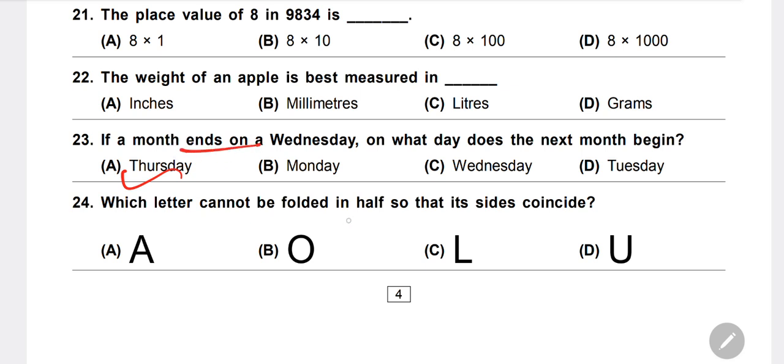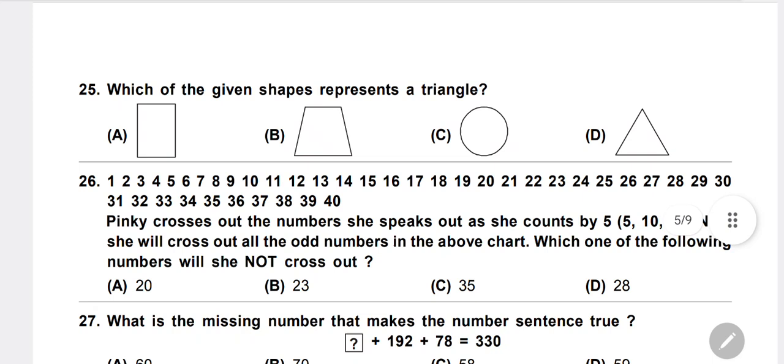Which letter cannot be folded in half so that its sides coincide? Let's see. We have the letter O. If you overlap it, both halves coincide. For example, A is also the same. If you overlap it in half, they coincide. But in case of the L, if you cut it horizontally or vertically, this portion is disturbed. It means our answer must be C, the letter L.